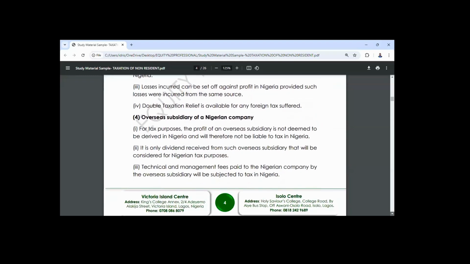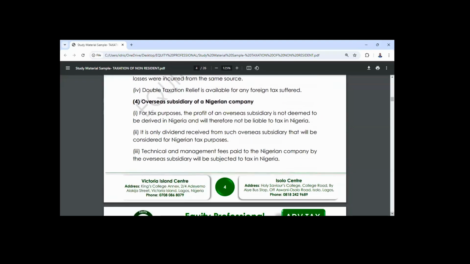Another tax implication of a dual company: the relationship between an overseas subsidiary and a Nigeria company. The parent company is in Nigeria. They now have a subsidiary in another country. What is the tax implication of that? For tax purposes, the profit of the overseas subsidiary is not deemed to be derived in Nigeria, and is therefore not liable to tax in Nigeria.